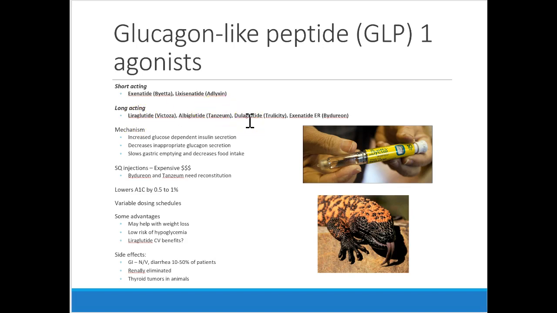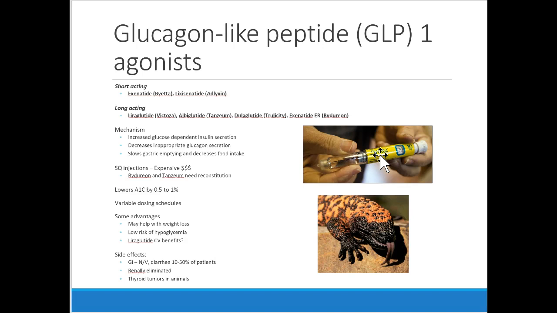They're all sub-Q injections. They kind of look like insulin pens, as you can see. They aren't, but that's the same design they have. It's kind of a smart idea for the drug company to make it look like something that patients who are diabetic might have already been using. The sub-Q injections are pricey. These products are biologic agents, so they aren't small molecule drugs, so they're going to be some of the more expensive ones we're talking about. They do lower A1C by 0.5 to 1%. Dosing schedules are variable. Some are every day, some are once weekly.